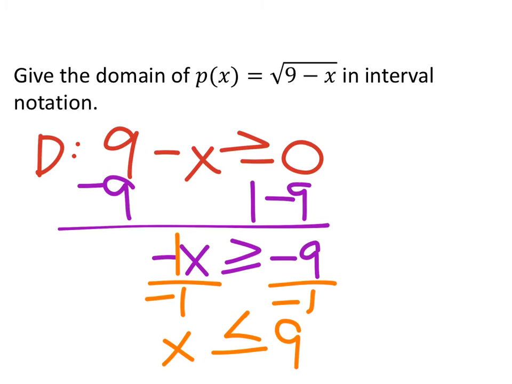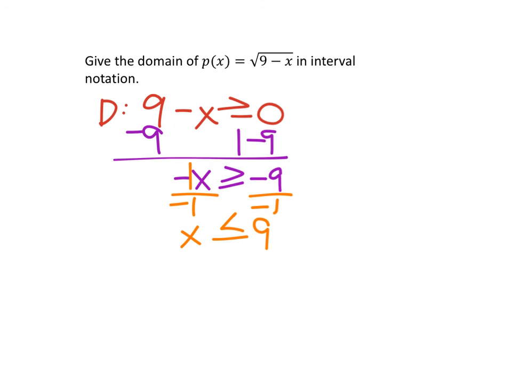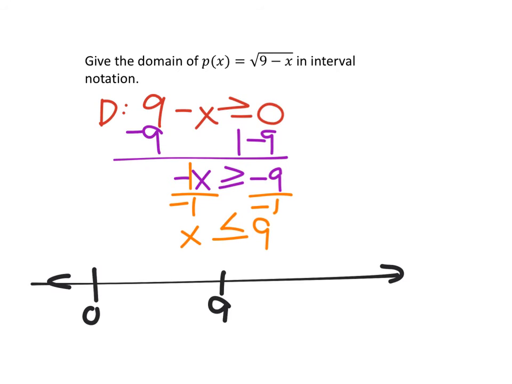So that right there is the domain, but it wants it in interval notation. So you could say, well, I'm going to look on the graph for it, and I kind of feel pressed for time, but I'm still going to show it.